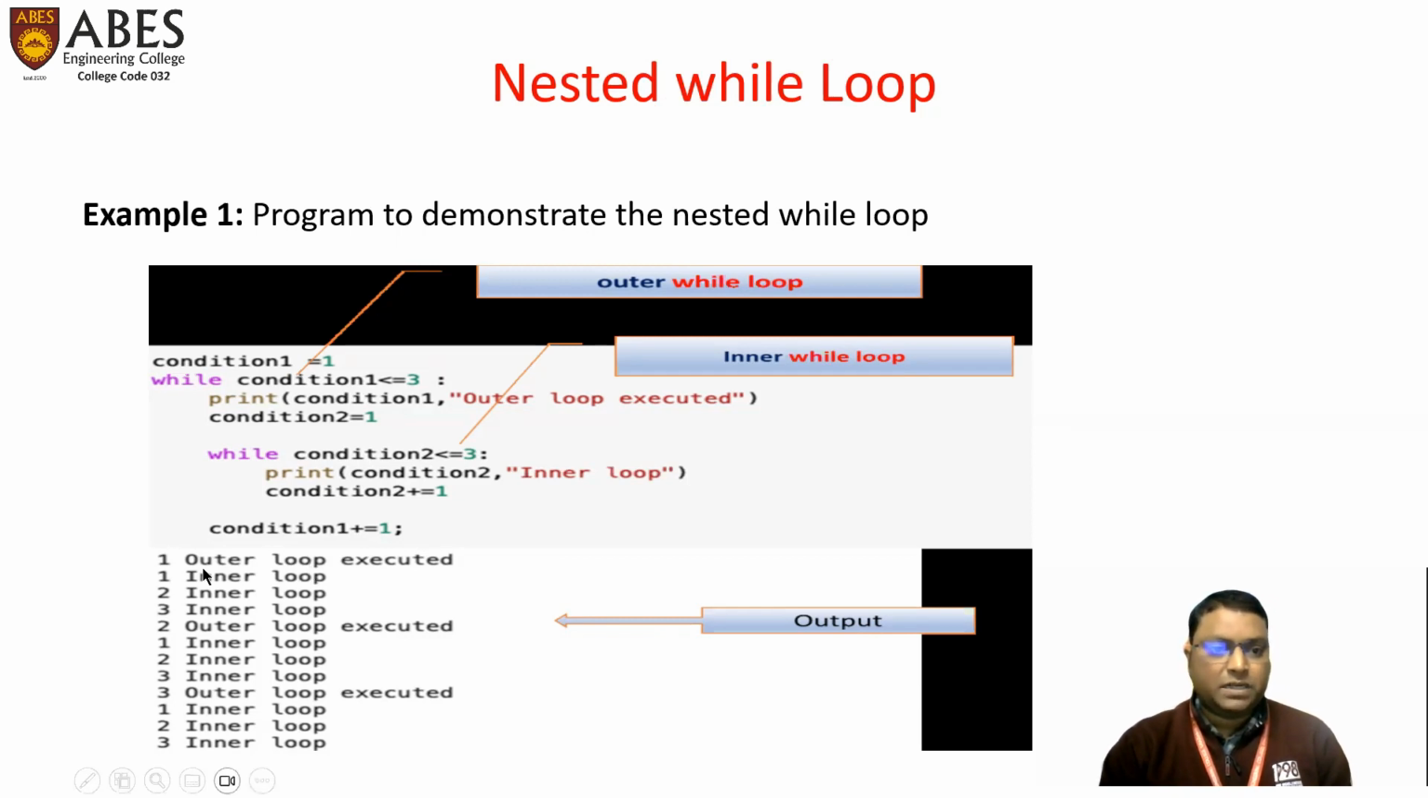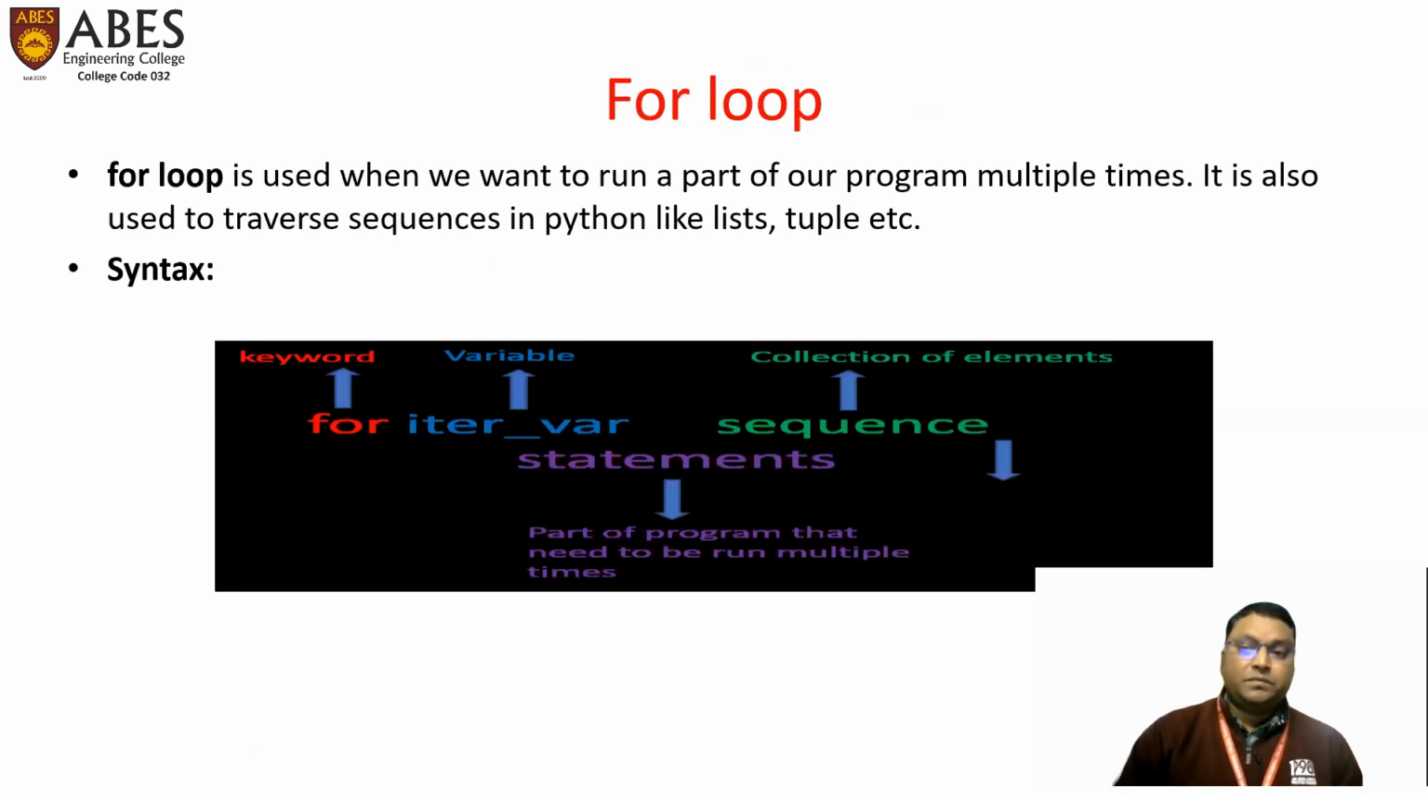We will get the output like 1 outer loop executed, 1 inner loop, 2 inner loop, similarly as I have discussed in the flowchart. So this is the working of nested while loop.